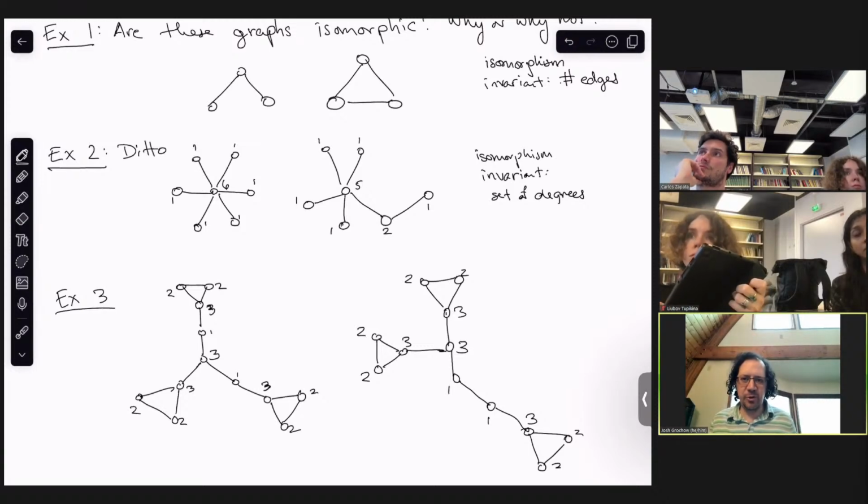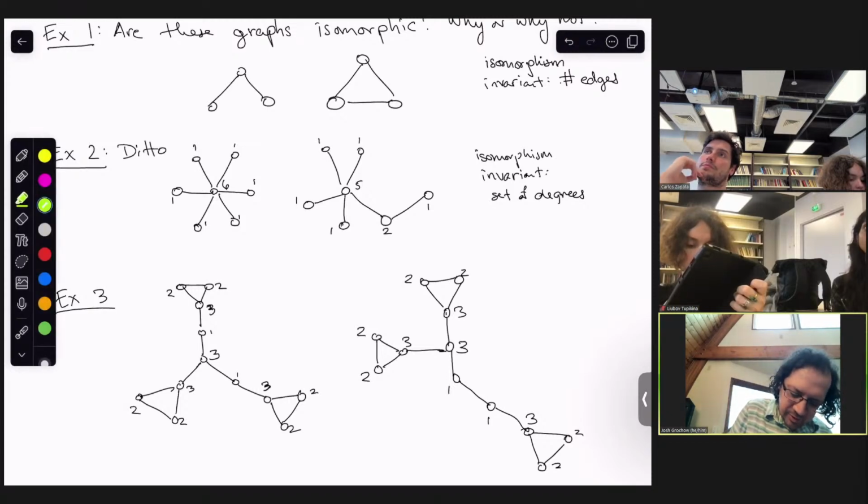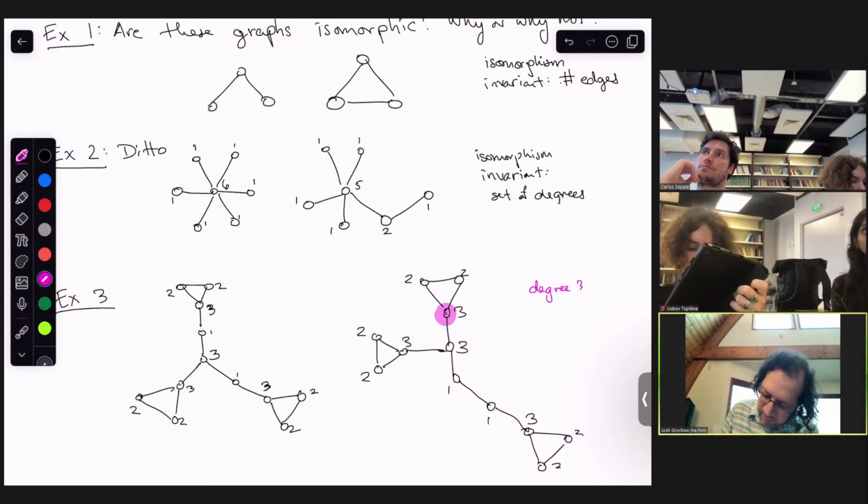Now I'm going to treat the degrees as though they were colors. So we have 3 colors here, 1, 2, and 3. And now I'm going to recolor things based on the colors of their neighbors. I'm going to run out of colors pretty quick here. This color is going to mean a vertex of degree 3, which has 2 neighbors of degree 2 and 1 of degree 3, so degree 3 with neighbor degrees 2, 2, 3.